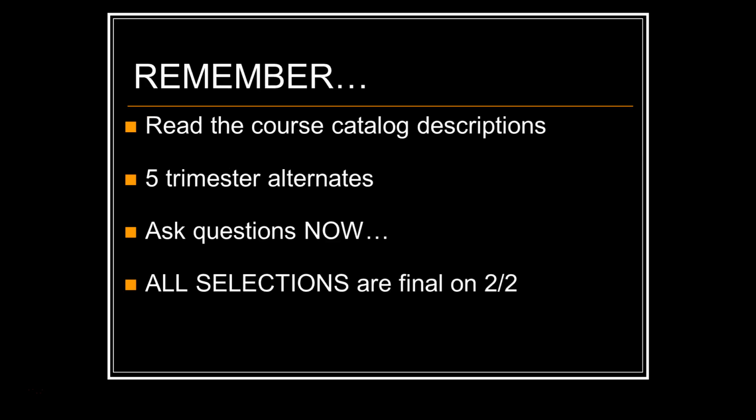Finally, to finish up, let's just remember 4 things. Make sure that you're reading the course catalog descriptions before you're registering for a course. Sometimes the course description doesn't match the course, or the course title doesn't match the course description exactly. So we want to make sure that you know exactly what you're registering for and that you're picking the right courses for you. Again, we're going to make sure that you're registering for at least 5 trimester alternates.